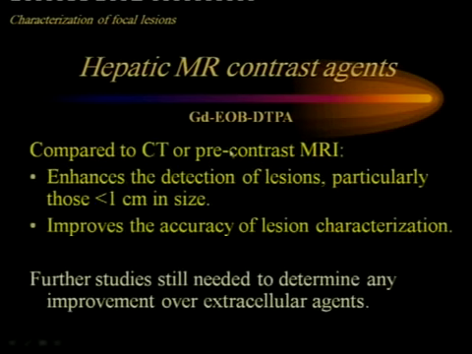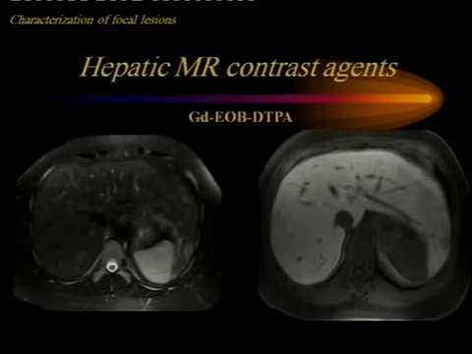Compared to CT or pre-contrast MRI, this has been shown to enhance the detection of lesions, particularly the smaller lesions, which can be quite nicely depicted by using this agent, and it improves the accuracy of lesion characterization based on what I mentioned earlier. Further studies are still needed to determine, though, if there's any improvement over just extracellular agents.